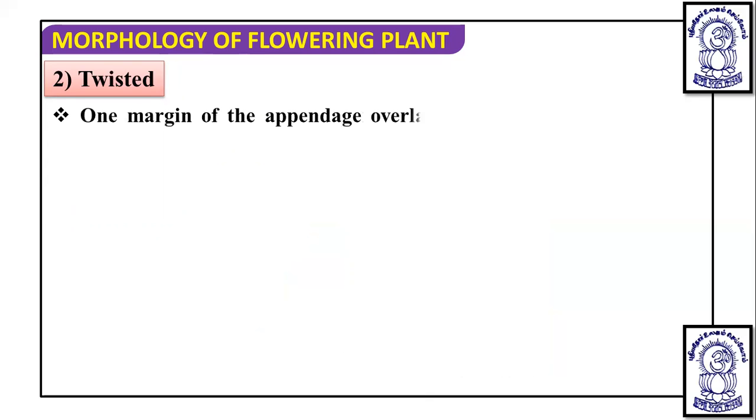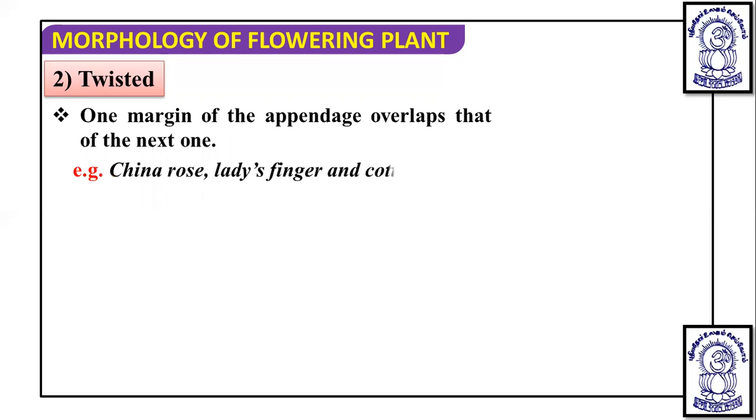And in this twisted type of estivation, one margin of the appendage overlaps the margin of the next one. So in this, the margin of the petal covers or overlaps the adjacent petal, and the other margin is covered by the previous petal. So one margin of the petal overlaps that of the next one, and the other margin is overlapped by another one, then it is known as twisted estivation. And this twisted estivation is seen in case of the China rose, ladyfinger, cotton.